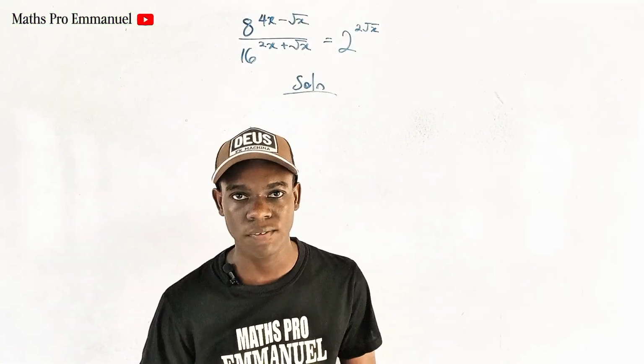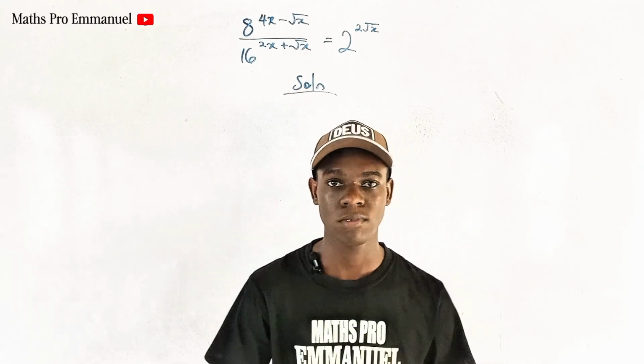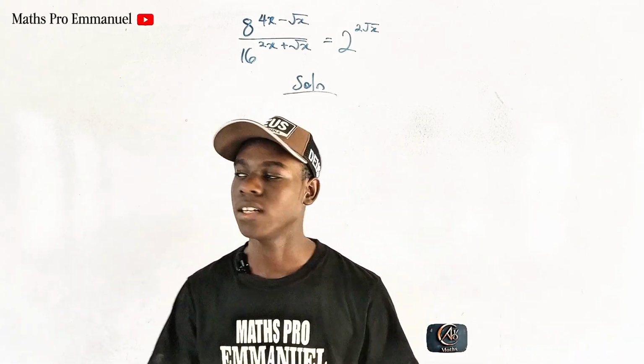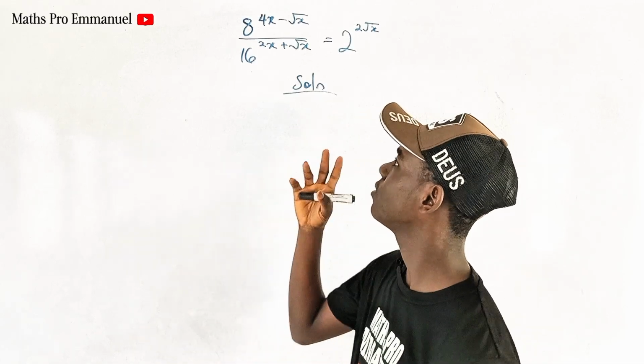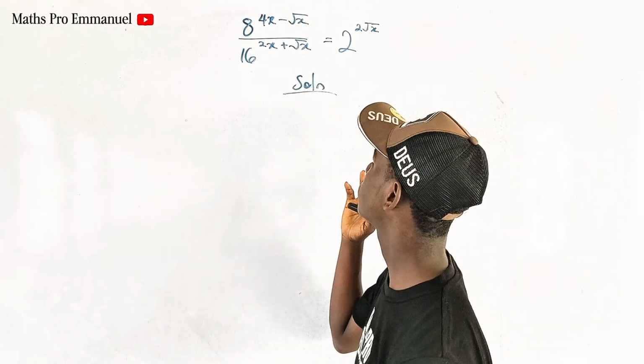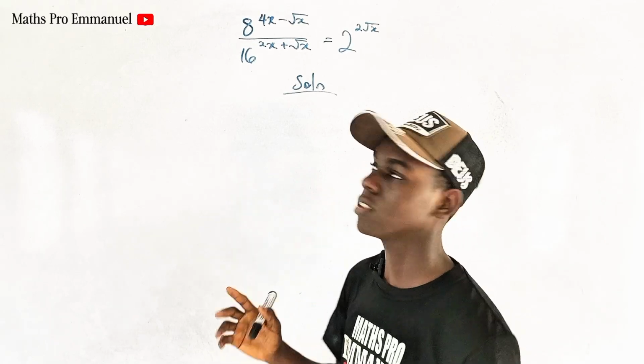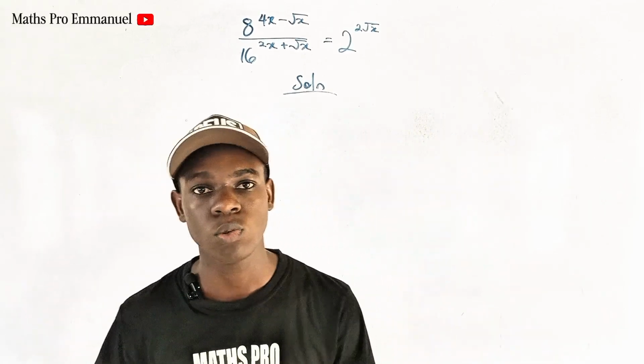So on this one, let's see how we can give you a solution to this problem that's seen here. You have to find the value of x in this equation. And this is 8 raised to the power of 4x minus root x, all divided by 16 raised to the power of 2x plus root x, is equal to 2 raised to the power of 2 root x.